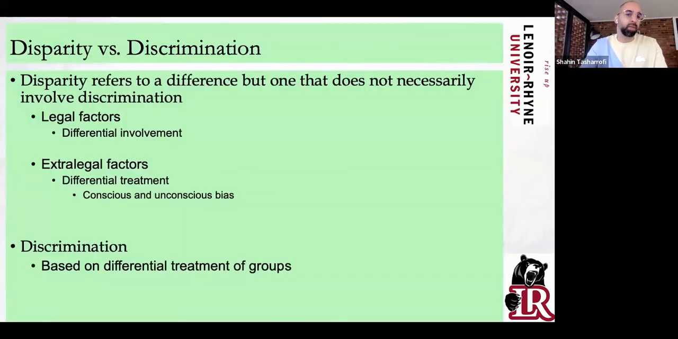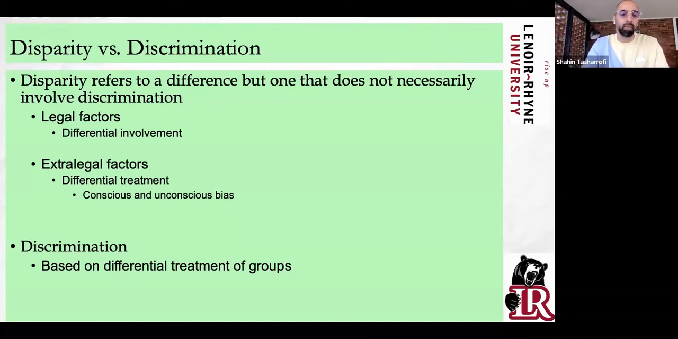So what are the differences between disparity and discrimination? Disparity refers to a difference, but one that does not necessarily involve discrimination. If you think about it in terms of legal factors, legal factors relate to things that should really matter in deciding the case. This includes the seriousness of the offense, for example, or prior records. So if a crime is serious or involves someone who has committed several crimes, then we would expect that these legal factors would affect the case outcome, and that would be the differential involvement.